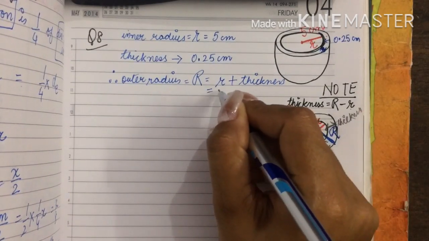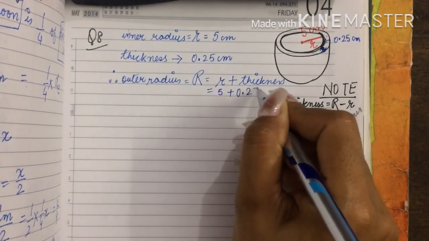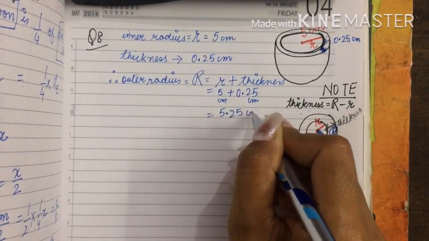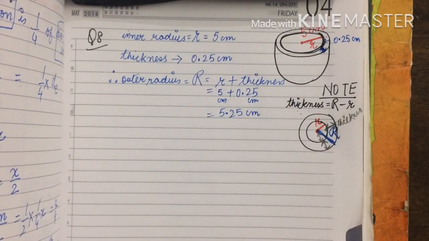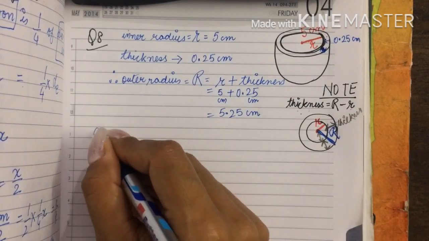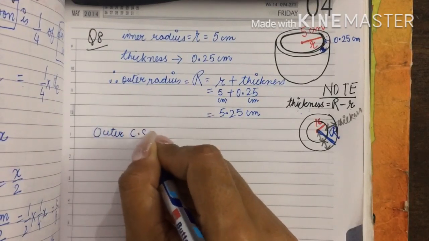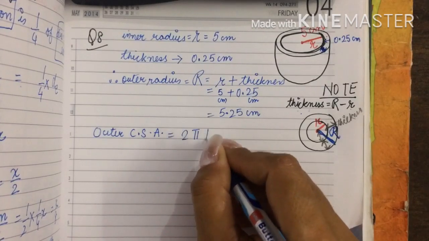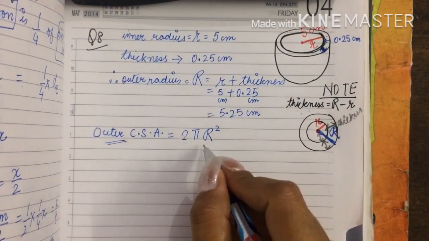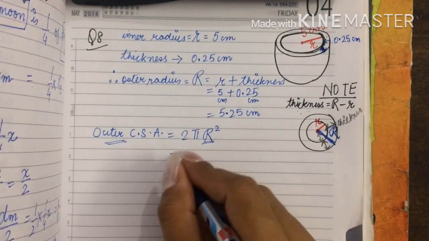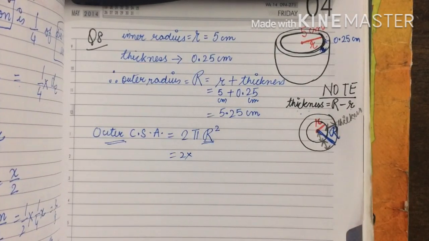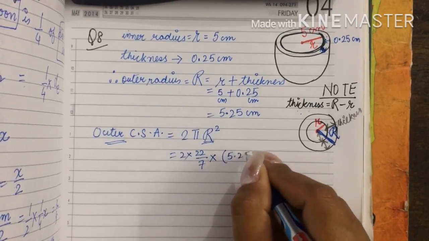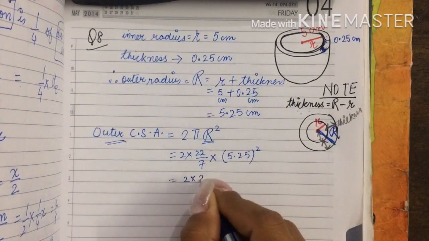Now using this, we have 5 plus 0.25. The values are in centimeters. Be very careful. So this is 5.25 centimeters. The outer radius is 5.25 centimeters. So from here, the outer curved surface area of this hemispherical bowl will be given by 2 pi r square. Outer curved surface area using the outer radius. Now simplify. 22 by 7 is the value of pi. 5.25 squared. Let's simplify.